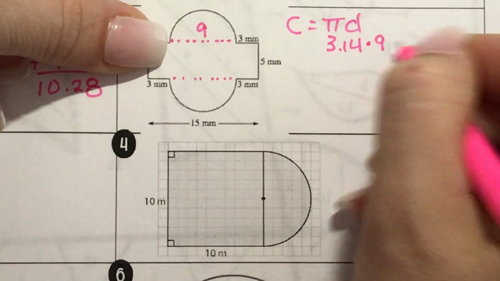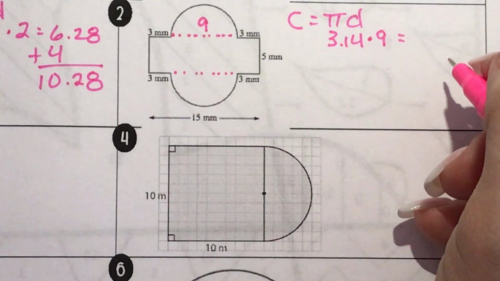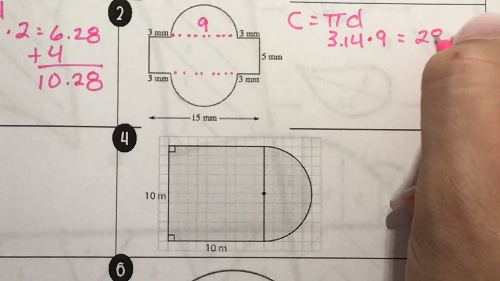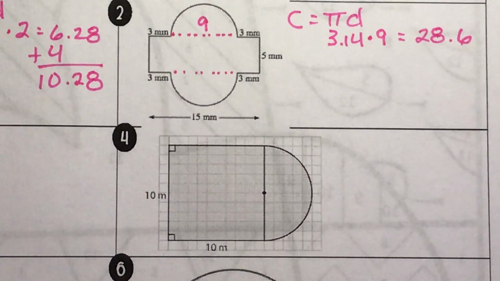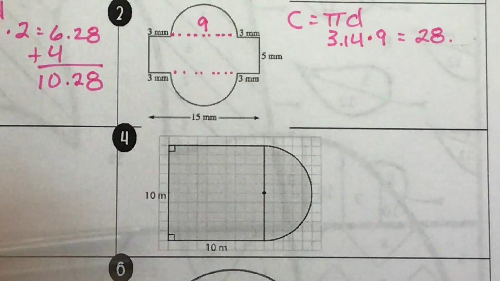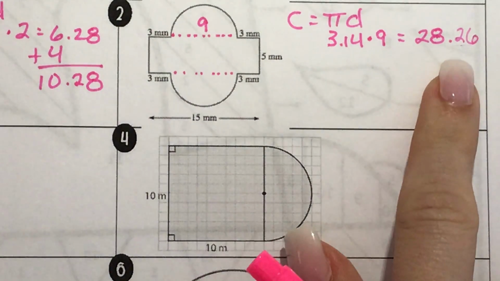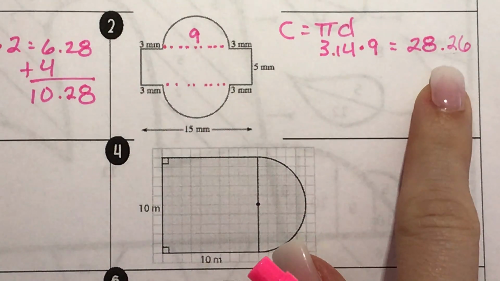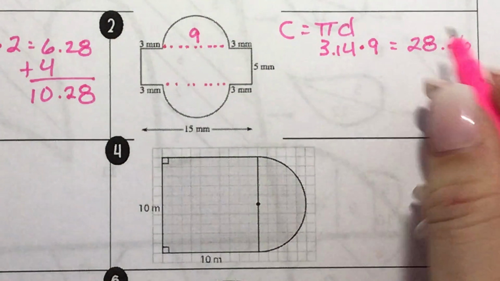So we're going to times it by 9. And what does that give me? 28.26. There we go. All right. So we don't have to divide by 2. Why? Because we have a whole circle. Good. So that's our circle number.